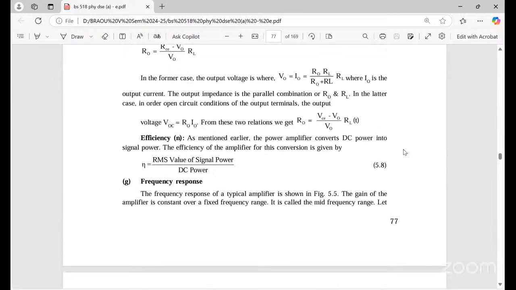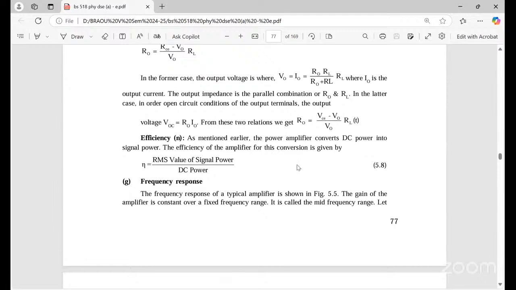Next, efficiency of the amplifier. The power amplifier converts the DC power into signal power. So the efficiency of the amplifier, eta, equals the RMS value of the signal power by the DC power. That is the efficiency.